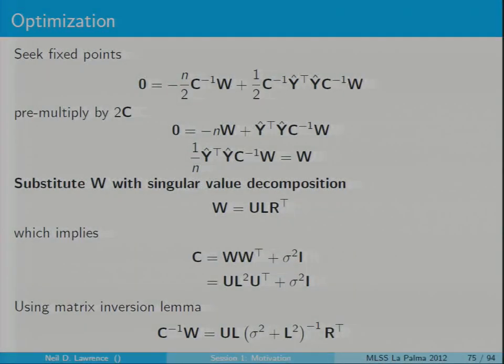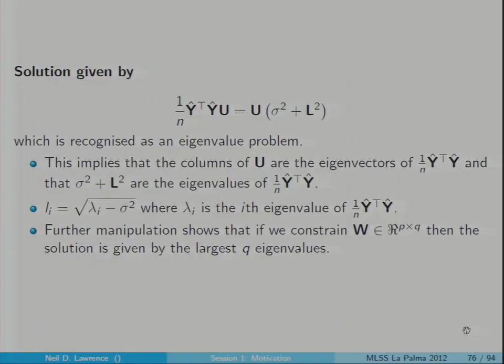You can then use the matrix inversion lemma to show that the inverse of the model covariance times W is equal to this form. That's re-expressing W and the C minus 1 in terms of this eigenvalue decomposition. And once you've got that, that allows you to substitute into the original data and show that the maximum likelihood solution is given by this sample covariance times U being equal to U times this sigma squared plus L squared, where L squared were those singular values from the singular value decomposition. Now that is recognized as an eigenvalue problem, and it's an eigenvalue problem on the covariance of the data.